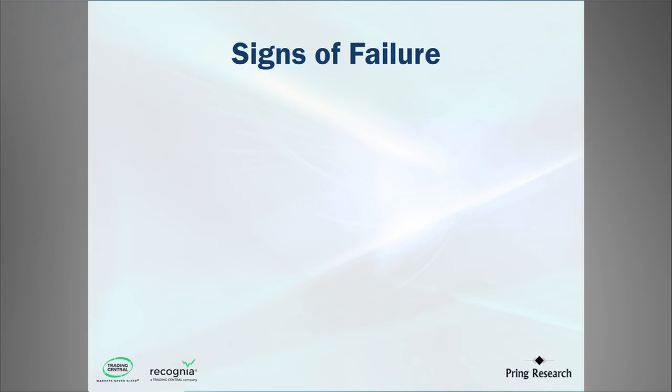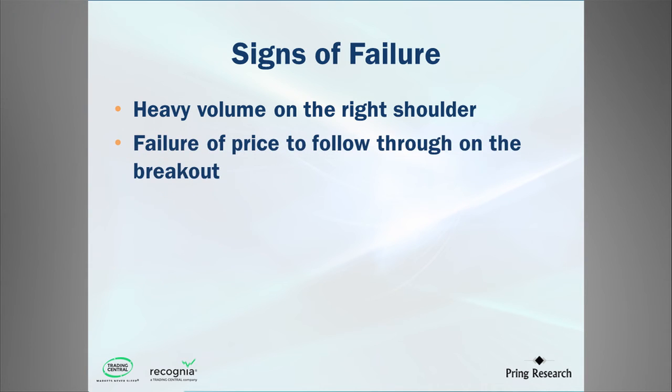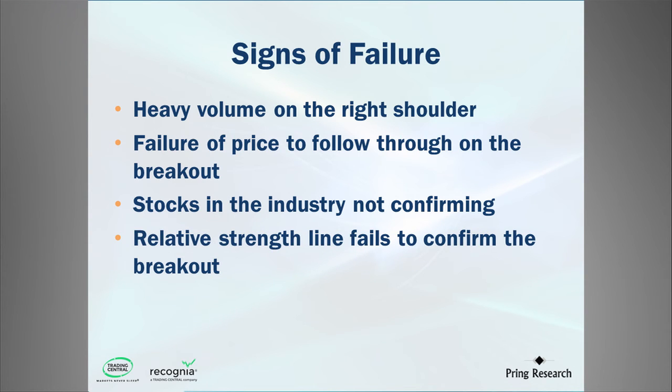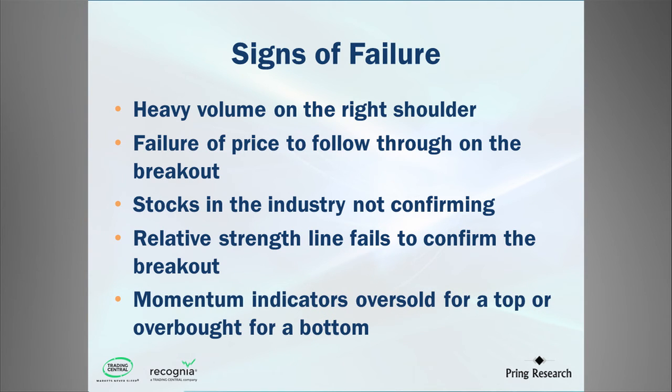In summary, there are several clues we can look for that suggest that a pattern will fail. 1. Heavy volume on the right shoulder of a potential head and shoulders top, or light volume on a reverse head and shoulders breakout. 2. Failure of the price to follow through in the direction of the breakout following a retracement move. 3. The overall market and other stocks in the industry group failing to act in sympathy. 4. Momentum indicators at the time of the breakout are extremely oversold in the case of a top, or overbought in the case of a bottom. Momentum is covered in a subsequent module.